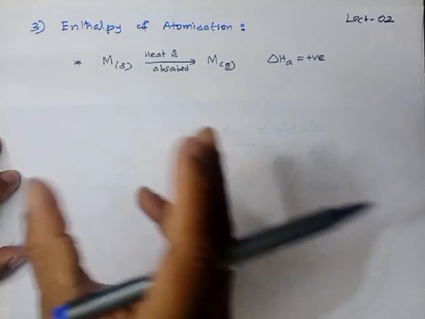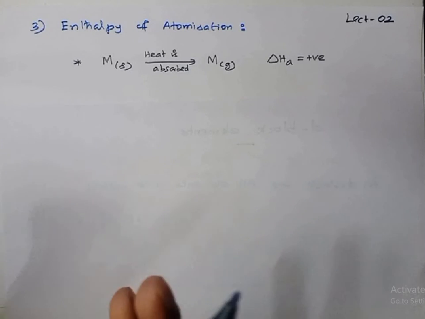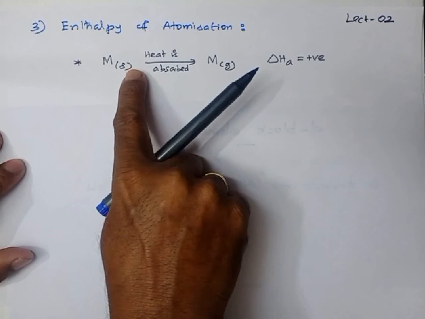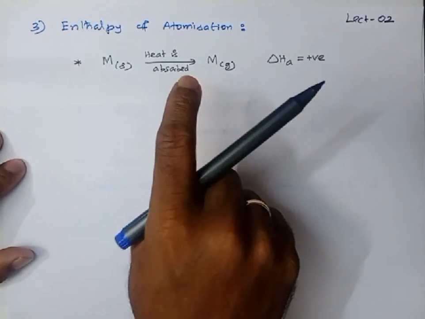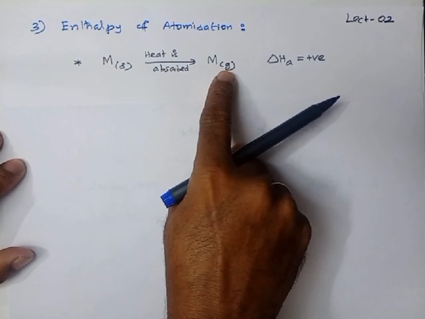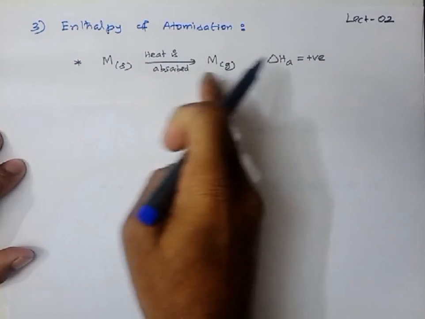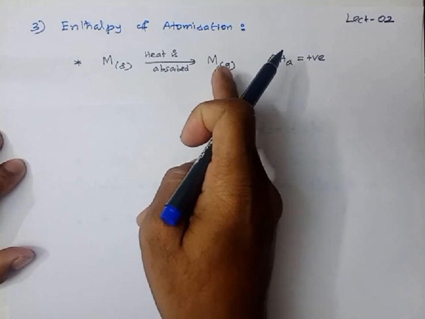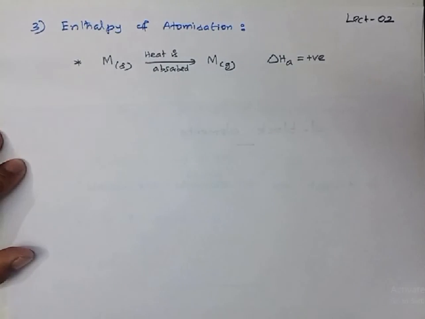In the solid state, metal atoms exist in metallic bonding. They form metallic bonding so that it looks like a cluster. Whereas on heating the solid metal to a very high temperature, the metal will first melt, then it will go to the gaseous state. Conversion of solid metal into gaseous metal atoms is what we call atomization. We are producing atoms, correct? From the solid metal we are producing metal atoms. So in the case of metals, this process is what we call atomization.